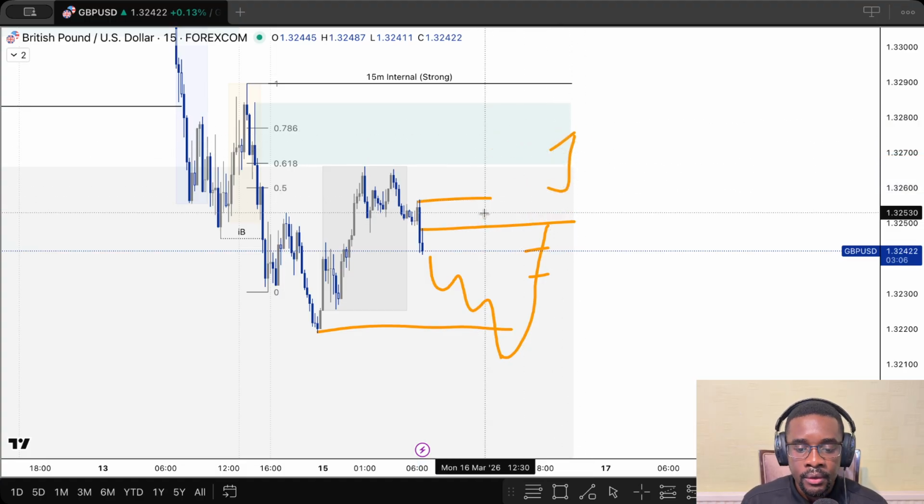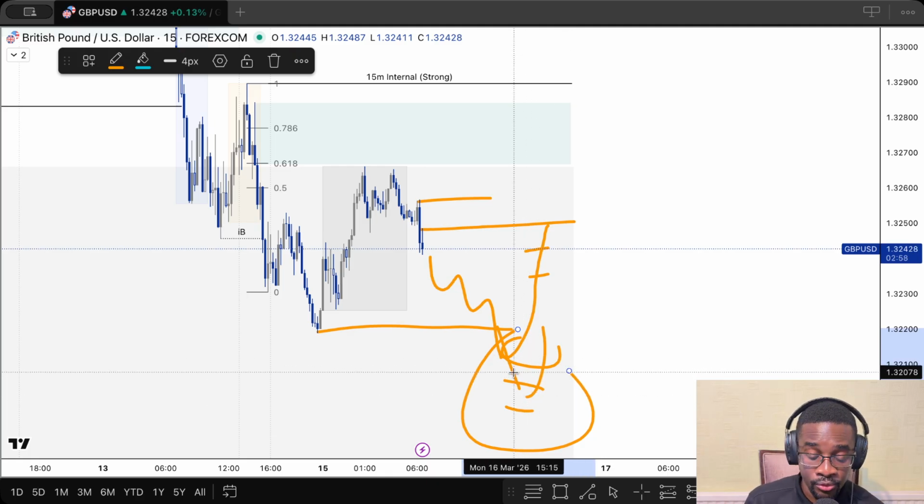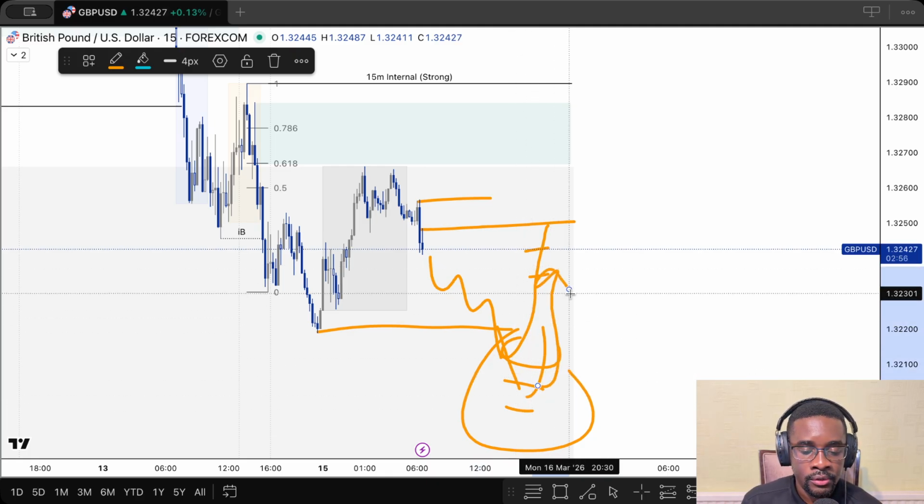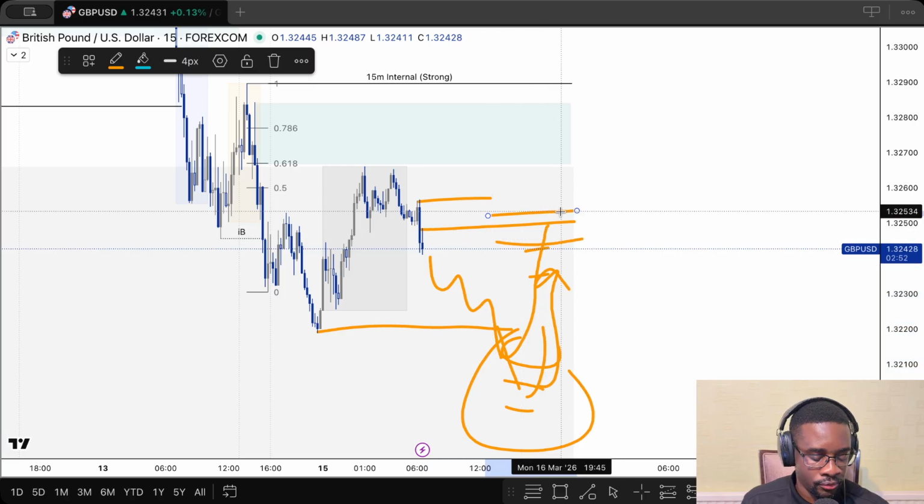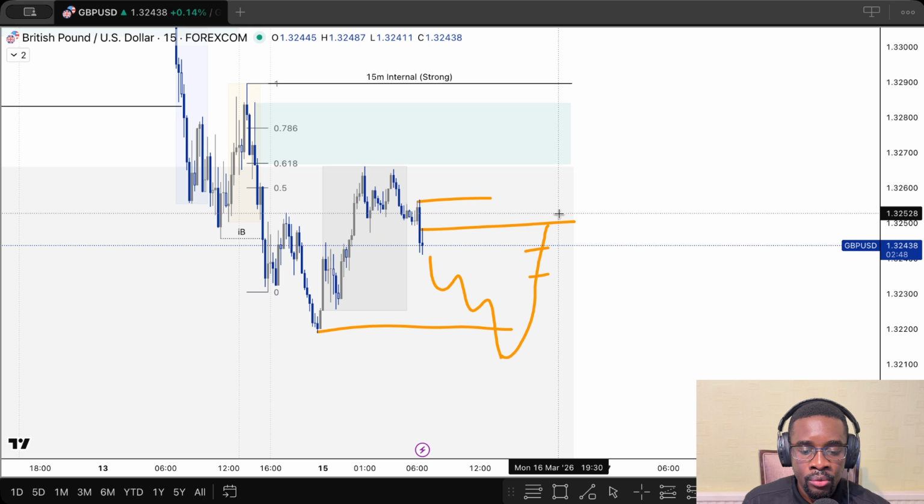Okay, so it could be looking for a quick 3R. If it comes down somewhere here, anywhere in this area, give us a confirmation, look for a 3R coming up, which may be maybe up to midpoint of Asia. Or price could just reverse from where it is right now.